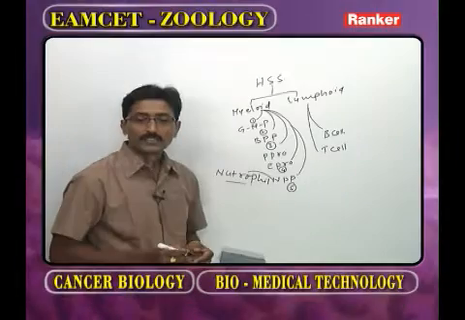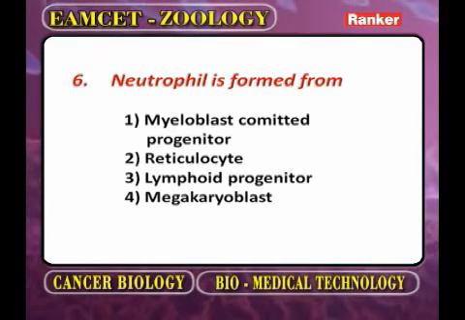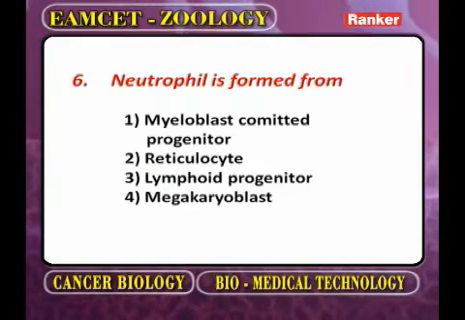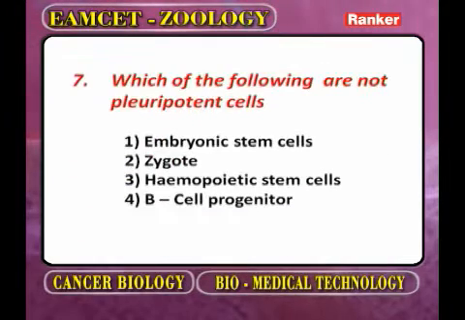Here the answer is, the neutrophil is formed from myeloid progenitor, or it is also said to be myeloblast committed progenitor. Now the next question. Which of the following are not pluripotent cells? In the stem cells, what did we learn?